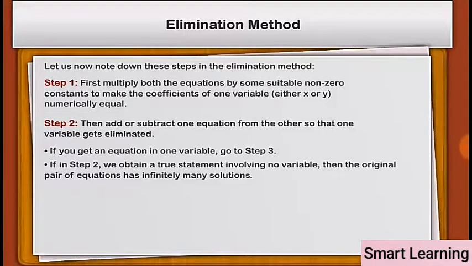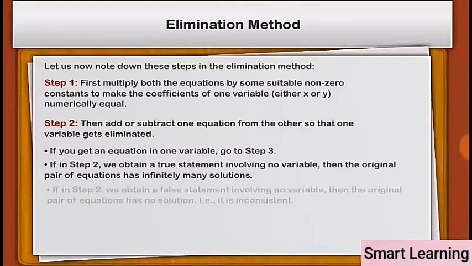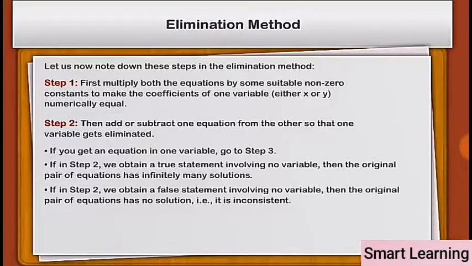If in step 2 we obtain a true statement involving no variable, then the original pair of equations has infinitely many solutions. If in step 2 we obtain a false statement involving no variable, then the original pair of equations has no solution. That is, it is inconsistent.